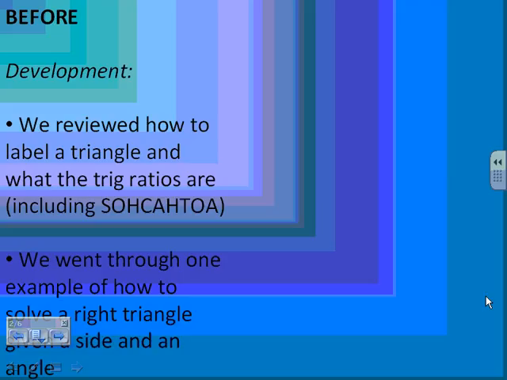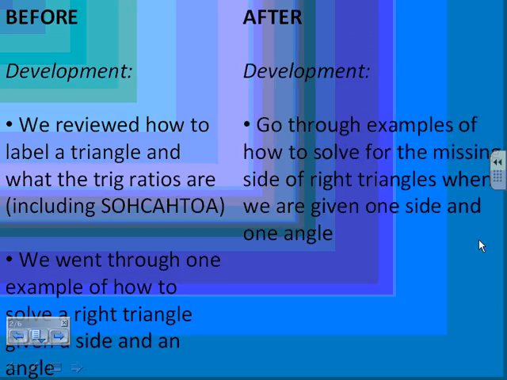For the development of the original lesson, that's where they reviewed how to label a triangle and what the trig ratios were. So we kind of bumped that ahead. And then they went through one example of how to solve a right triangle given a side and an angle. Now we're going to go through examples of how to solve for the missing side of right triangles when we're given one side and one angle. So all we really changed for the development was that instead of doing SOHCAHTOA within the development, for the new lesson we put it at the beginning, so we could have time to do more examples.